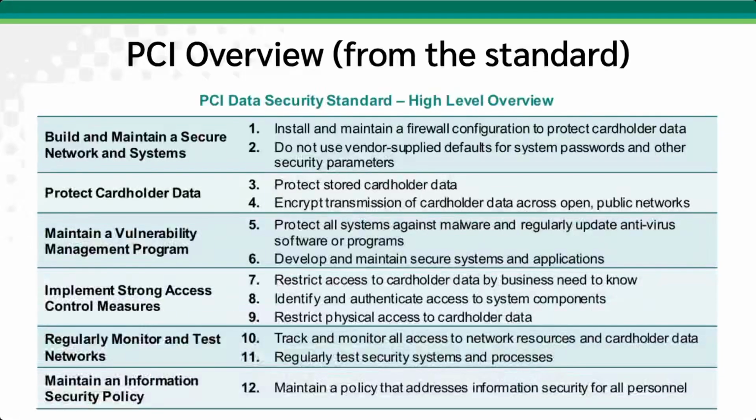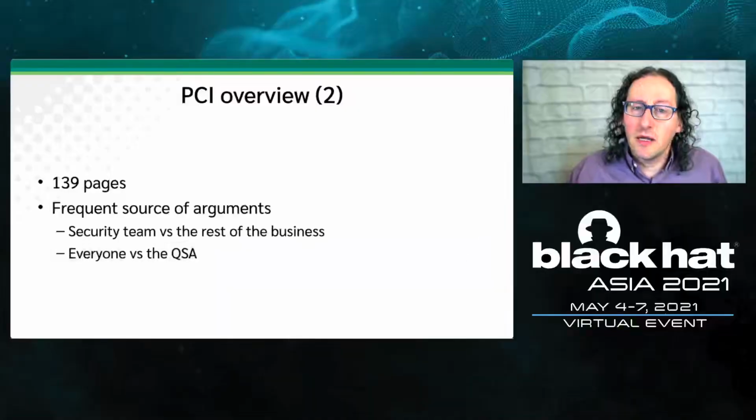So what is the standard? The standard is these 6 things. Build and maintain secure network and systems, protect cardholder data, manage vulnerabilities, etc. And these 6 high-level goals translate into 12 standards or 12 elements. And then there's a lot of sub-elements. And when we go beyond this, PCI is 139 pages. And let's be frank, it's a frequent source of arguments.